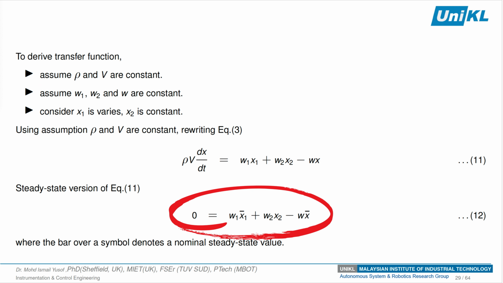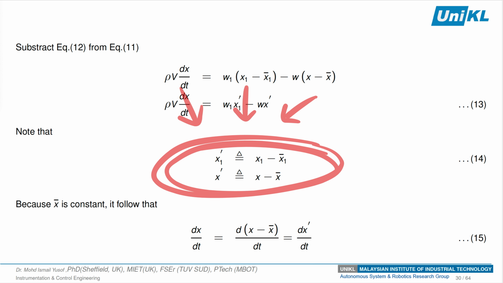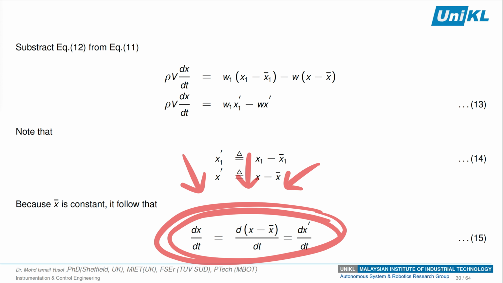The steady-state version of equation 11 is 0 equal to W1x1 bar plus W2x2 minus Wx bar, where the bar over a symbol denotes a nominal steady-state value. Subtract equation 12 from equation 11 results in ρV dx/dt equal to W1x1' minus Wx'. Note that x1' is approximation of x1 minus x1 bar and x' is approximation of x minus x bar. Because x bar is constant, it follows that dx/dt equal to differentiation of x minus x bar, which is dx'/dt.